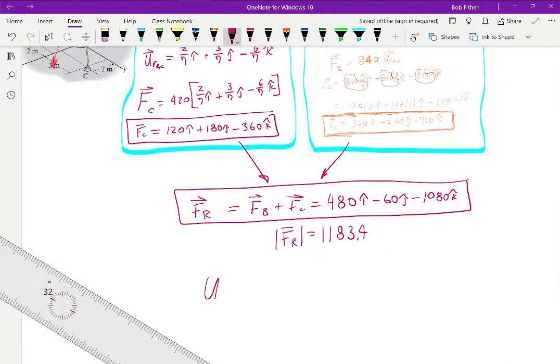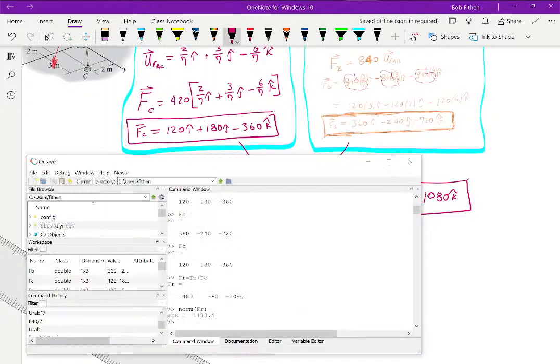So if I'm looking for a unit vector that points in the direction of the resultant vector, that would be Fr divided by the length of Fr. Of course, that length is this, but I'm going to make MATLAB do that, or Octave. So I'm going to get a unit vector pointing in the direction of Fr equals Fr divided by the norm of Fr, and I get this set of numbers.